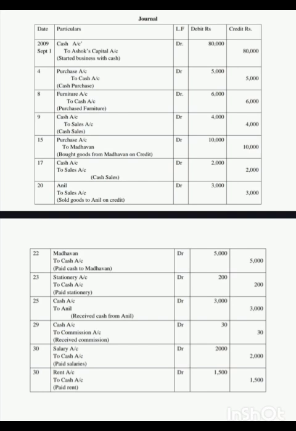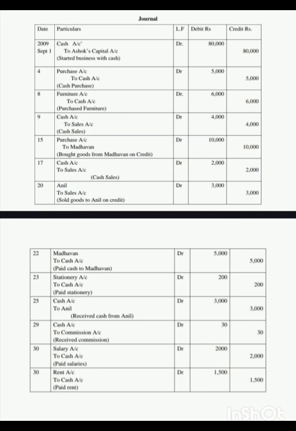9th September, sold goods for cash 4,000 rupees. In this case, cash account, which is a real account, asset, increases as money comes in. So, we debit the cash account, debit what comes in. Sales account is a nominal account and represents income. As per the rule, credit all incomes and gains, we credit the sales account.